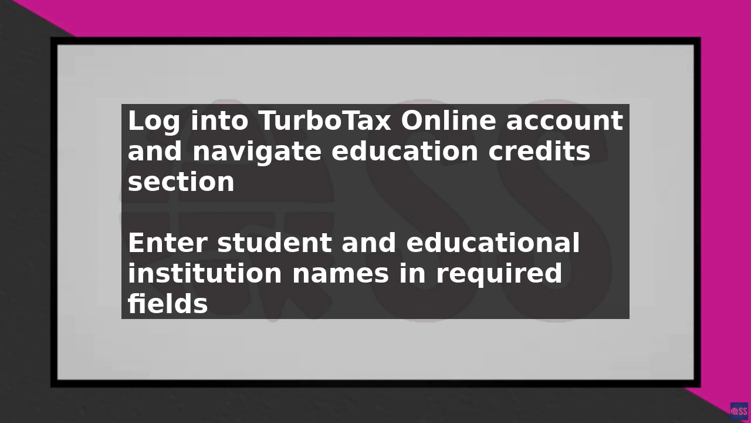Then, enter the Box 1 amount from your Form 1098-T, which represents the total payments received by the institution for qualified tuition and related expenses. You may also need to enter the Box 5 amount, which represents any scholarships or grants received by the student.